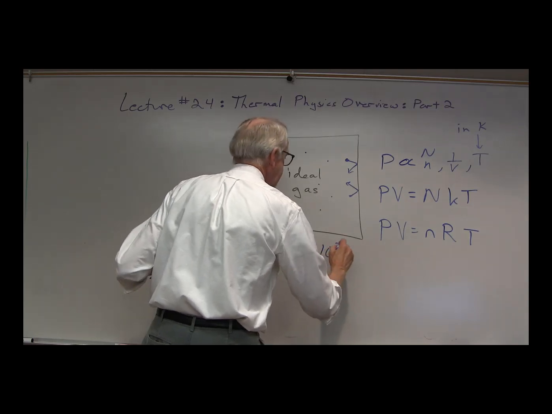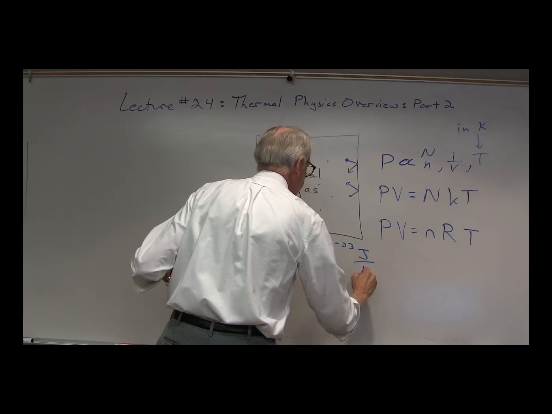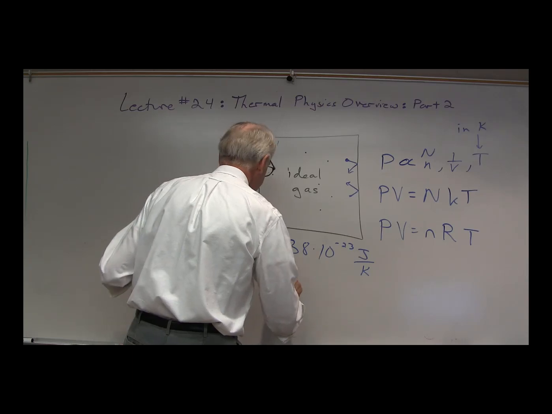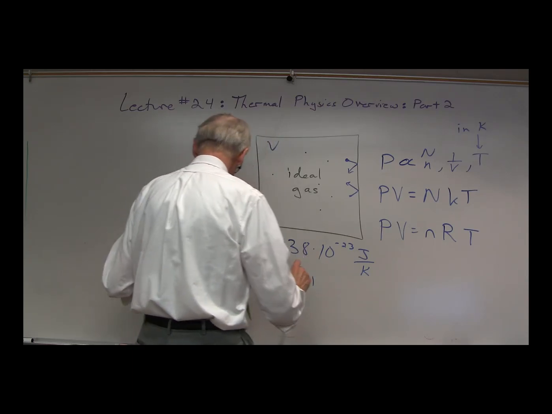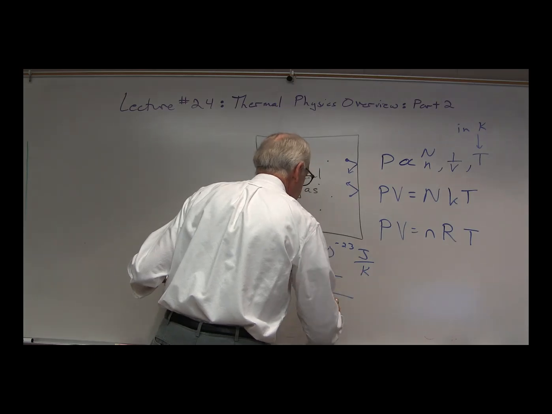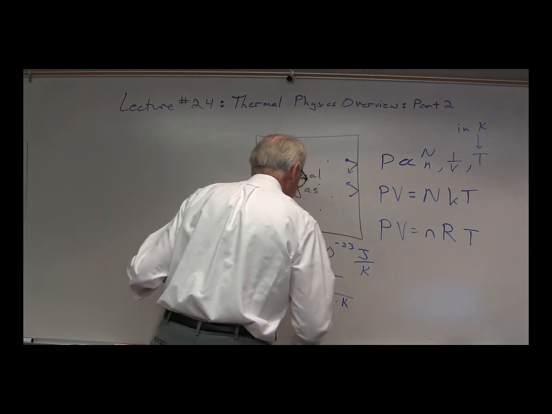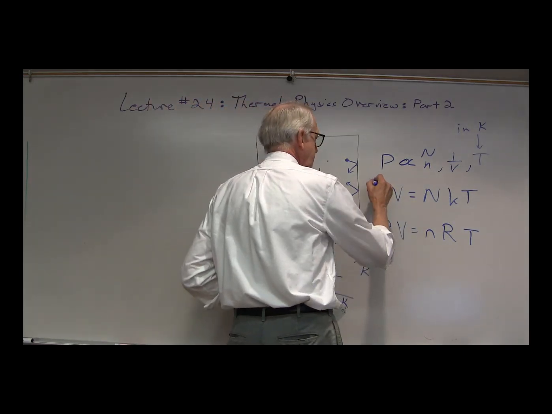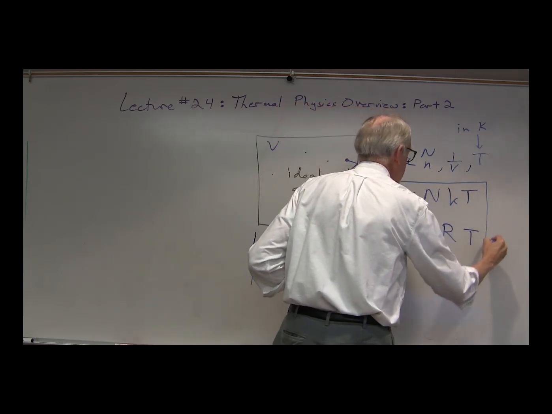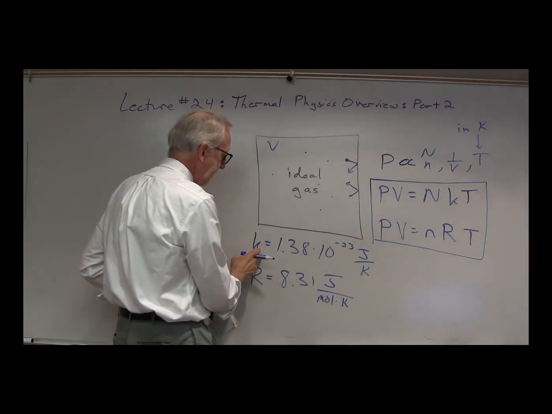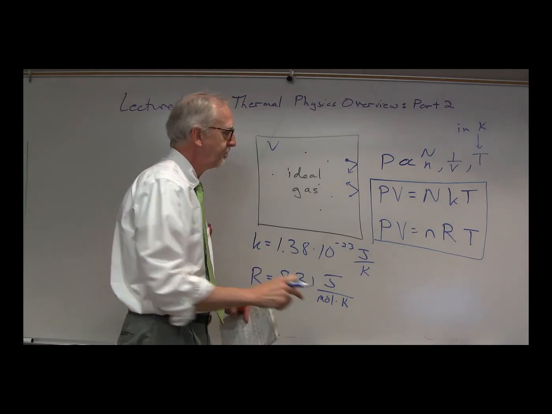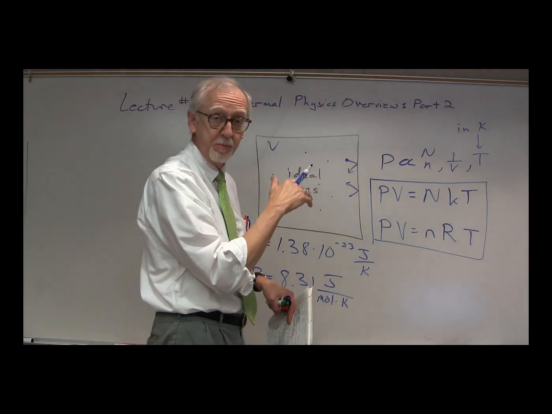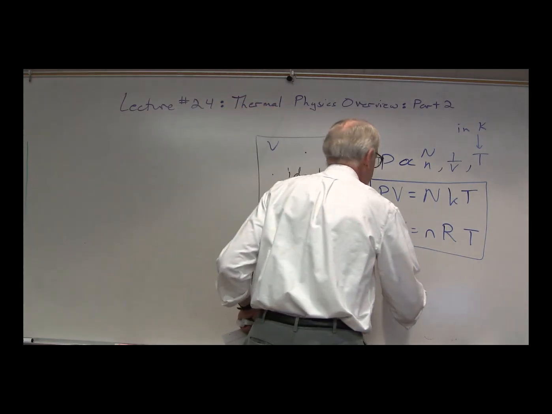1.38 times 10 to the negative 23 joules per Kelvin. And the value of R is 8.31 joules per mole Kelvin. These are basically the same equation. The difference between k and R is basically just Avogadro's number. So it's just whether you want to write the equation in terms of the number of particles or the number of moles. This is called the ideal gas law.